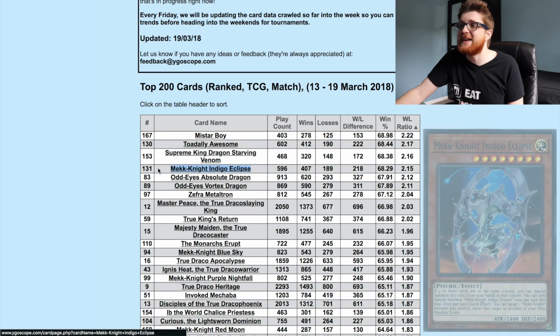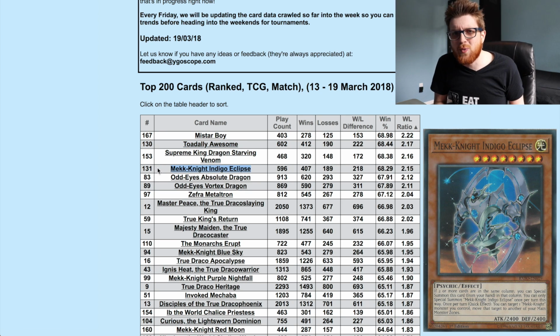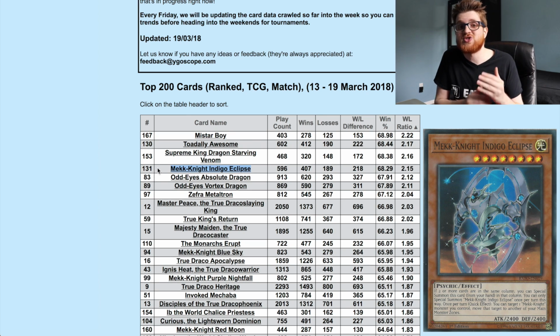Then going back to Mech Knight Indigo Eclipse, this is a bit of an odd one, right? Because why would this card boast such a high win rate? Well, when your opponent summons a Blue Sky, they're typically going to be searching for Mech Knight Indigo Eclipse off of that search, and Mech Knight Indigo Eclipse is either going to help you get a ton of damage on board, or help you make a rank 8 play, which might just kill your opponent and not give them any sort of recovery.